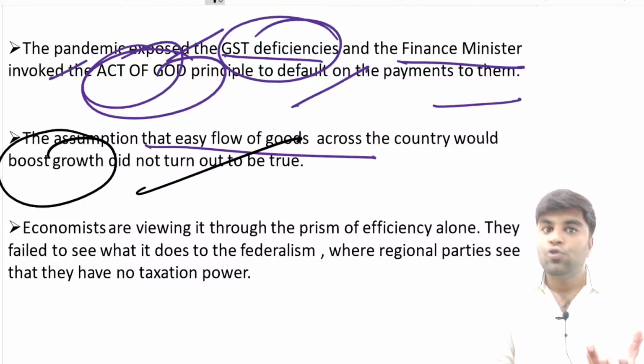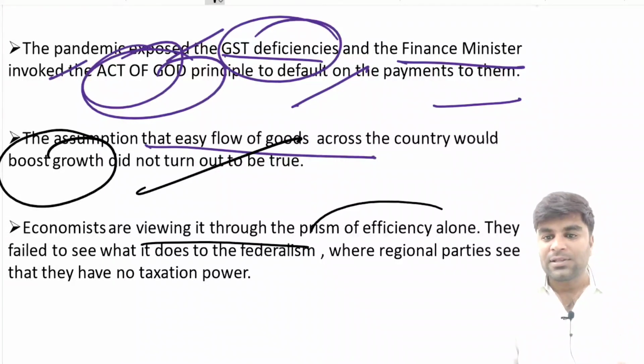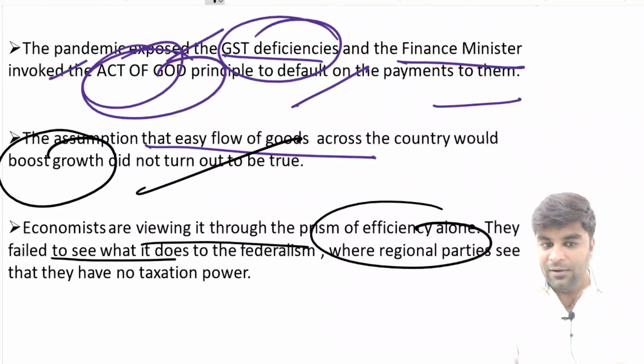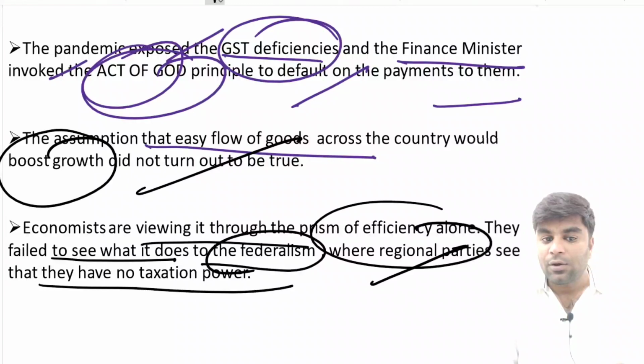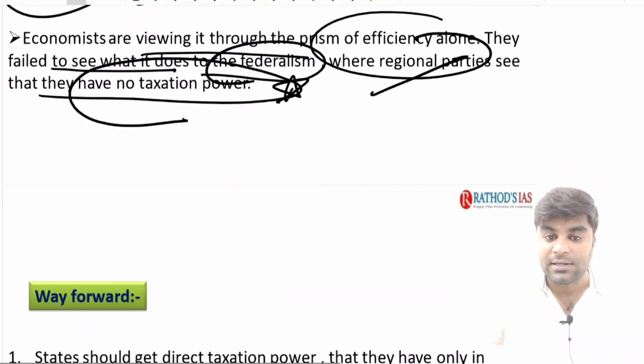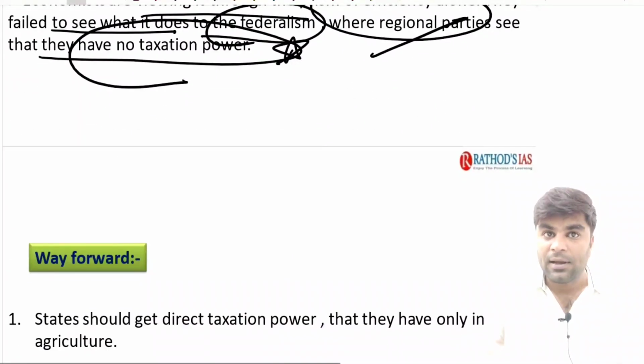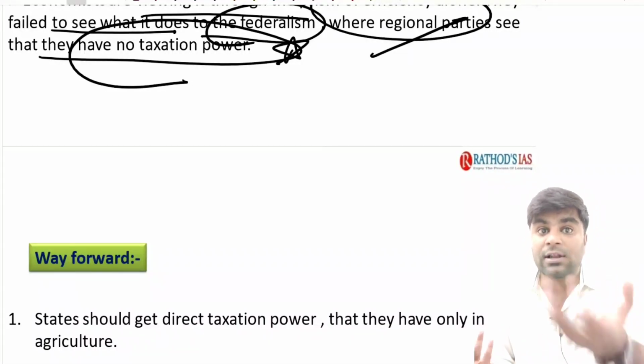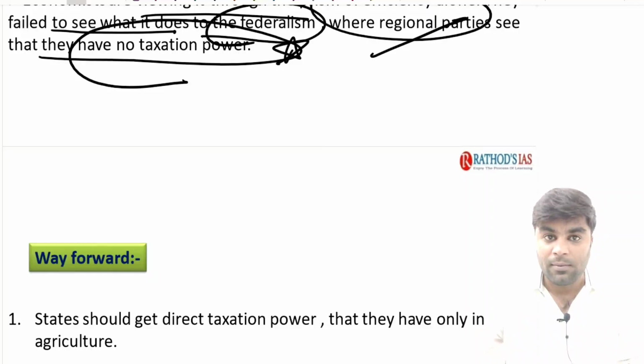The expected growth would be 2% with the GST implementation, with the free flow of goods and services in the country. But even this is not seen in the economy. Economists are viewing it through the prism of efficiency alone. They fail to see what it does to federalism, where regional parties see that they don't have the power to tax. This is a very important point. It is going to create a tussle between the center and states, particularly when regional parties identify that they don't have the power to impose different taxes, which the constitution itself has given to them. Right? You are getting my point.